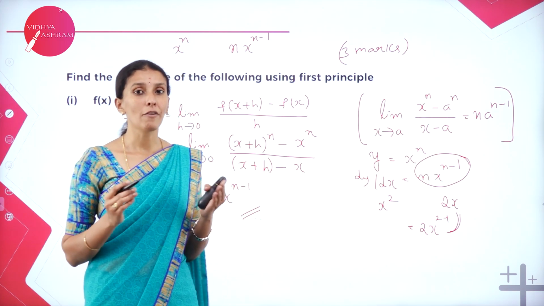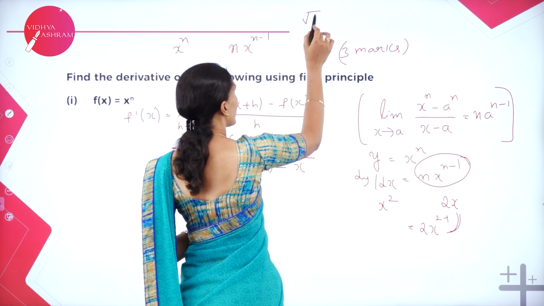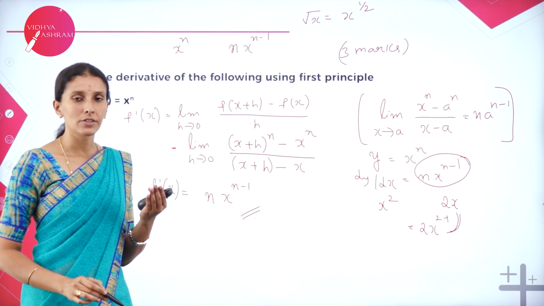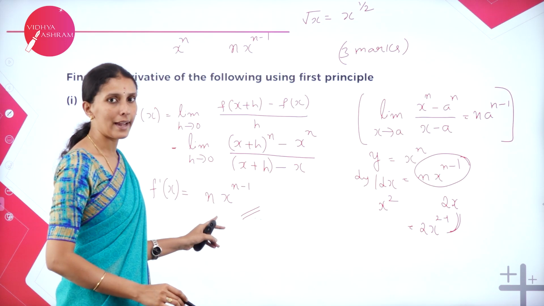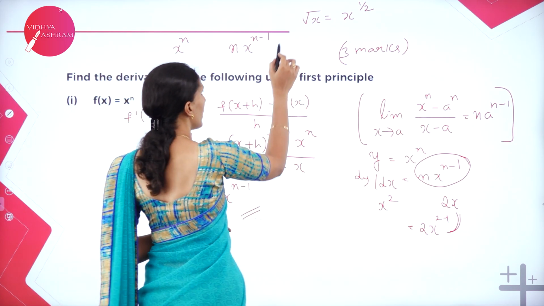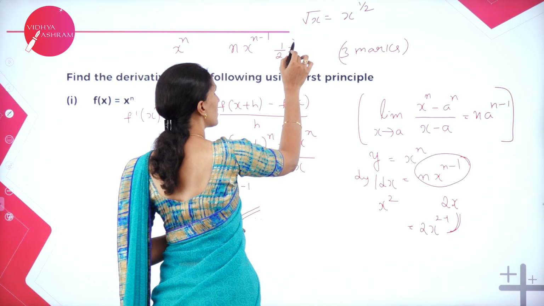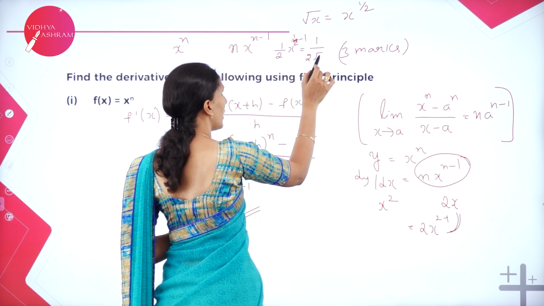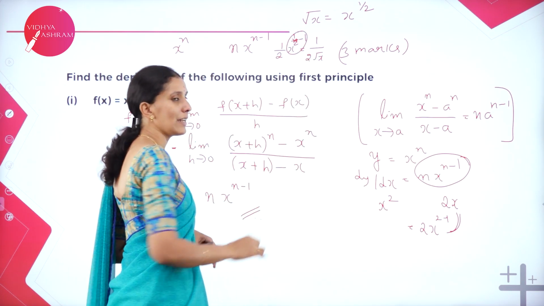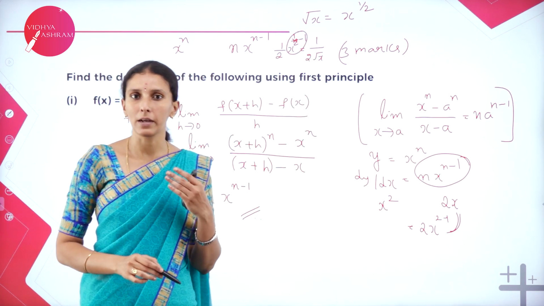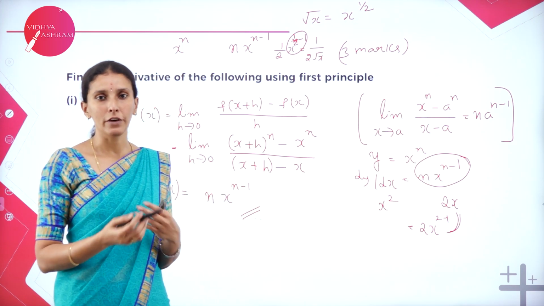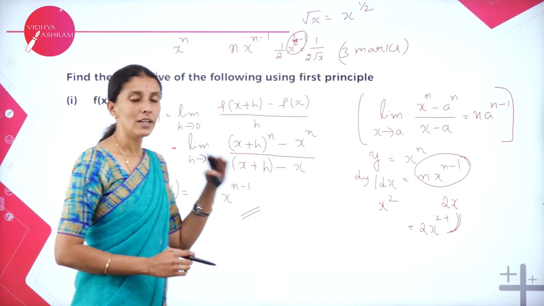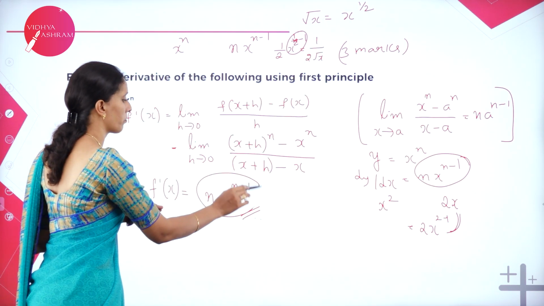Again, suppose you have root x. Now we know that root x is nothing but x to the power half. So for x to the power half, using this formula n into x to the power n minus 1, we can write the derivative as half into x to the power half minus 1, which is 1 by 2 root x, because it is x to the power minus half. When it comes to the denominator, it becomes x to the power half. Again, you can convert it into 1 by 2 root x. So all these answers you will get in this form.